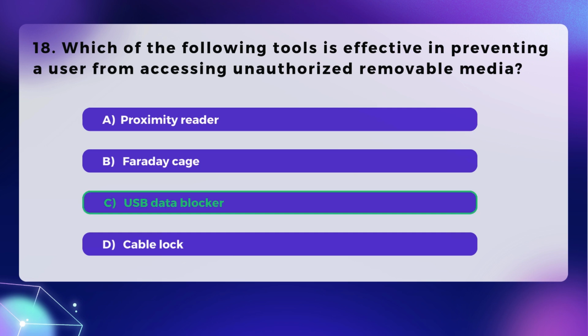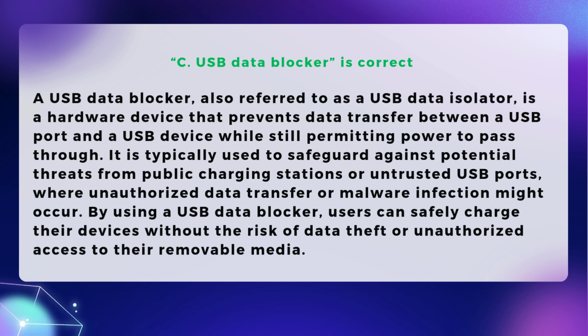The correct answer is C. A USB data blocker, also referred to as a USB data isolator, is a hardware device that prevents data transfer between a USB port and a USB device while still permitting power to pass through. It is typically used to safeguard against potential threats from public charging stations or untrusted USB ports, where unauthorized data transfer or malware infection might occur. By using a USB data blocker, users can safely charge their devices without the risk of data theft or unauthorized access to their removable media.